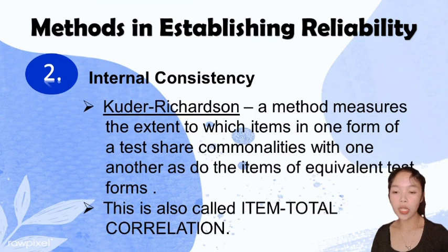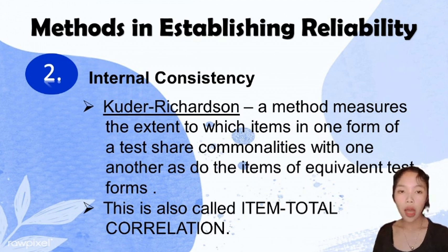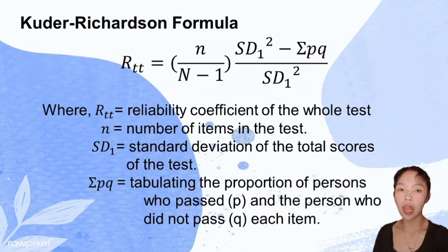And the next one is Kuder-Richardson. So this method measures the extent to which items in one form of a test share commonalities with one another as do the items of equivalent test forms. This is also called item total correlation. So in this method, it refers to how consistent the results from the test are or how well the test is actually measuring what you want it to measure. And it can be measured through this formula. So using this formula, we can know the consistency of the results.